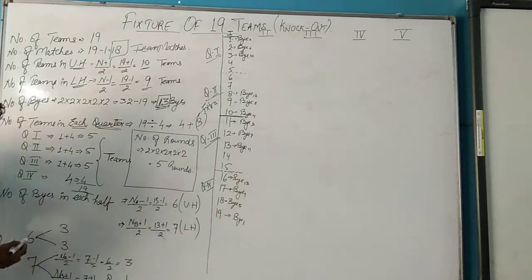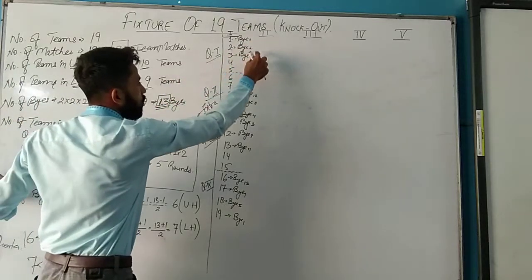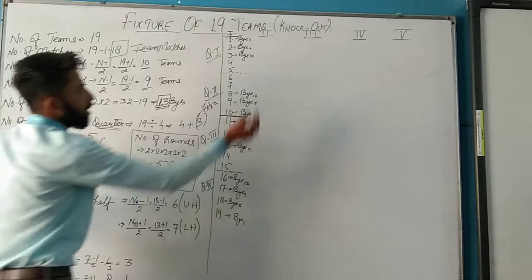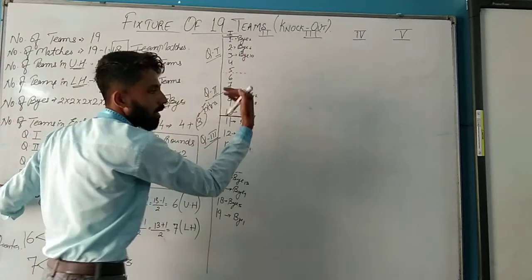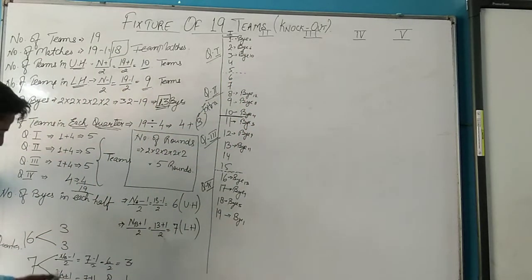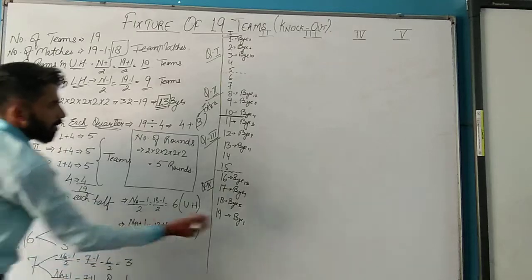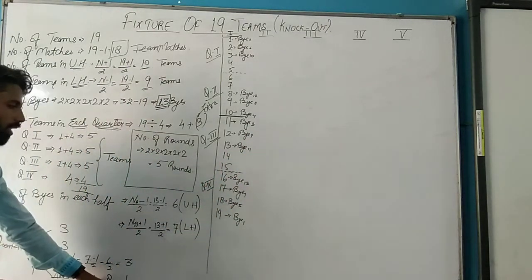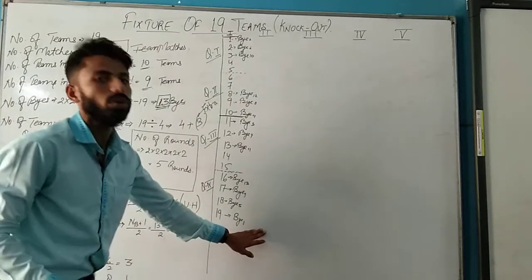See that 6 byes in upper half, 1, 2, 3, 4, 5, 6. It is all over. 3 in each quarter. So 1, 2, 3 and 1, 2, 3 in each quarter. Now moving to the next, that is 7. 3 in third quarter. 1, 2, 3. 3 byes in third quarter, and the remaining 4 byes all go to the 4 teams.